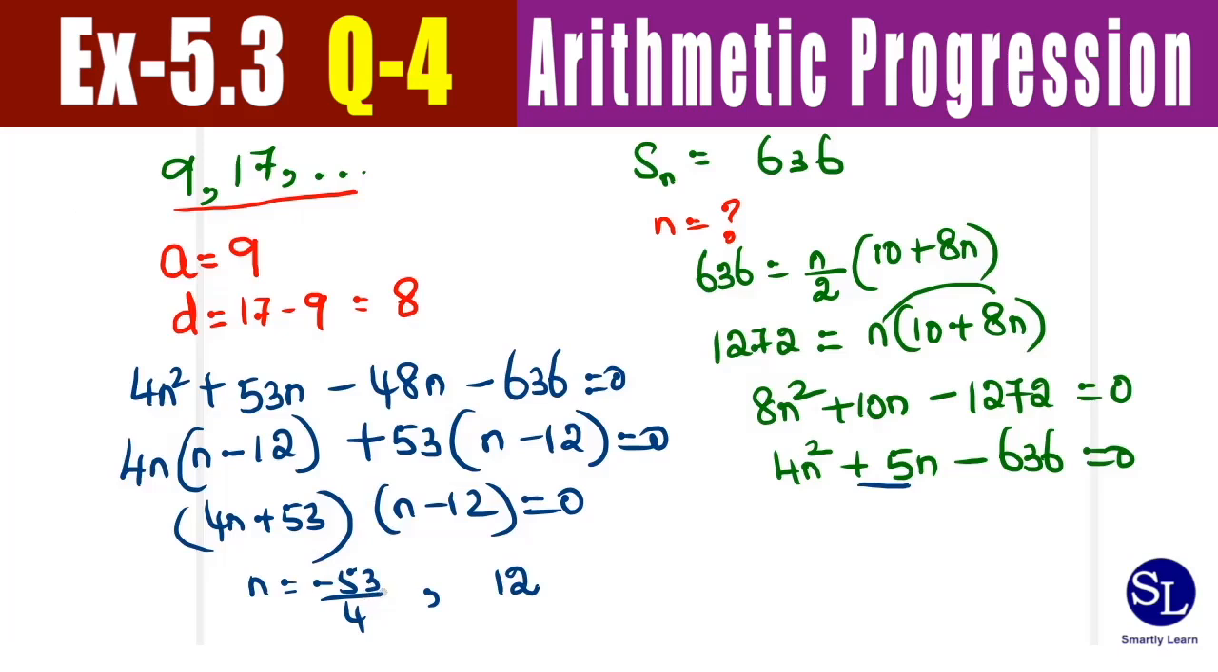Why? Because n here represents the number of terms in an AP. So we can simply discard this particular value of n and say n is equal to 12. So the value of n in this particular sum is going to be equal to 12.